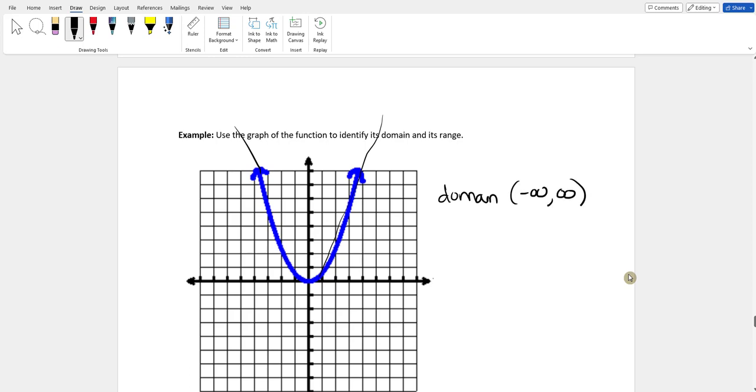You always put parentheses on infinities. Your range is how your graph acts along the y. So my graph starts here and then it goes up. My range would start from 0, and I'm going to put a bracket on it because 0 is included, and it's going to keep going up into infinity. So we're going to put infinity on here, and we're going to put a parenthesis.